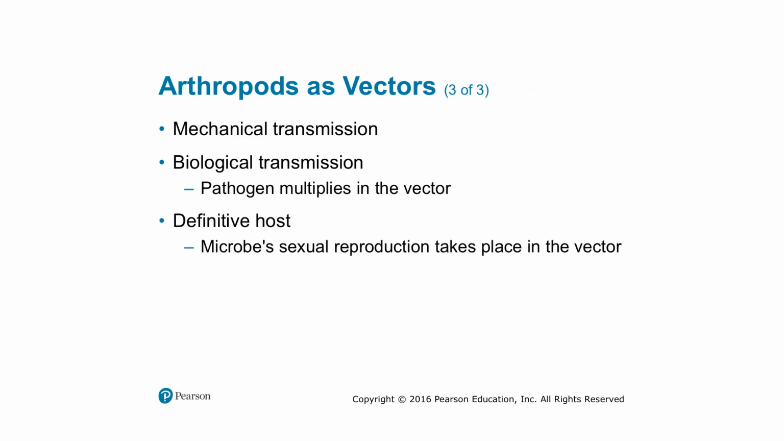And so what they generally do is they have some type of transmission. So they have mechanical transmission or biological transmission, where the pathogen can multiply in the vector. And then the definitive host is where the microbe's sexual reproduction takes place in the vector. And so we've already covered that when we talked about the tapeworm, how it had a definitive host versus an intermediate host.